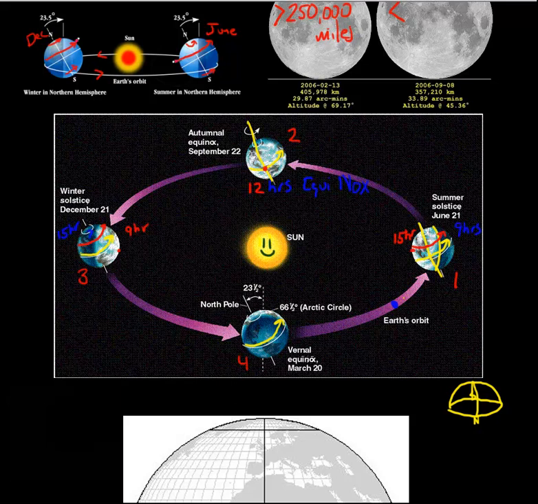Three months later in March, we get another equinox where the entire planet gets 12 hours of day, 12 hours of night. This is called the vernal equinox. These two are exactly the same. The only real difference is one is getting warmer for the northern hemisphere, the sun's getting higher in the sky. The other one's getting colder for the northern hemisphere, the sun's getting lower in the sky, opposite for the southern hemisphere. But this is the reason we have seasons. It's all about the tilt.